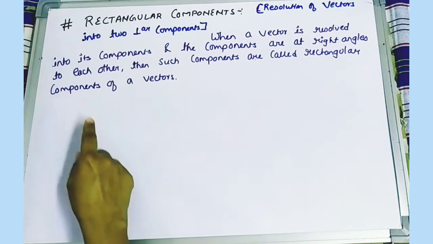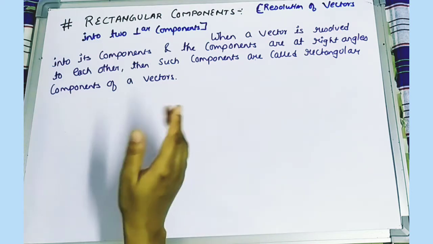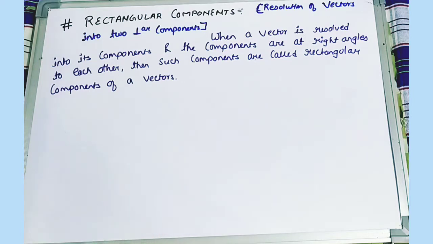When a vector is resolved into its components and the components are at right angles to each other, then such components are called the rectangular components of the vector. What does it mean? It means that suppose we have a vector which is making some angle theta with any of the axes, and when we resolve that vector into its perpendicular components, it gives us the resolution of the vector.